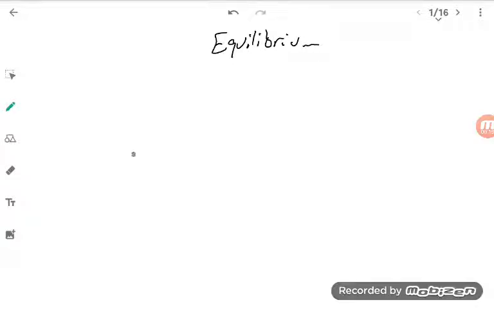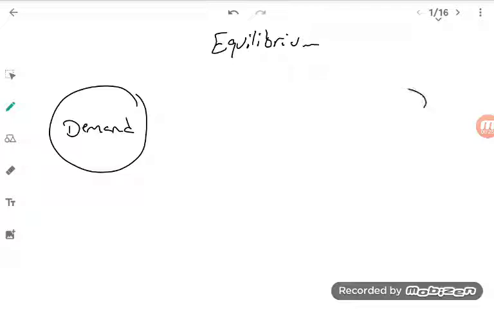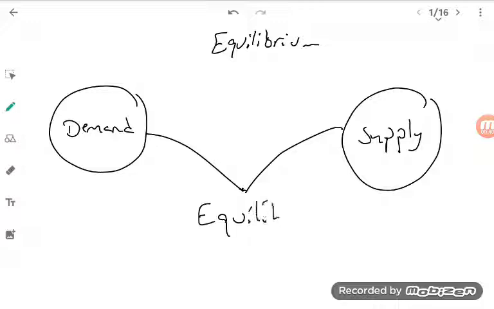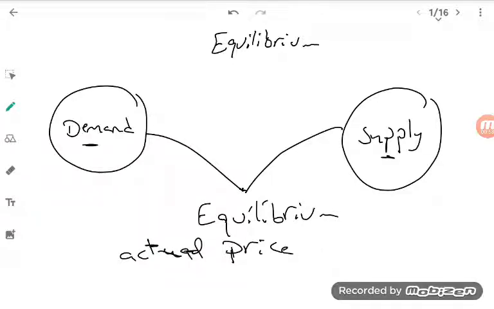Any market consists of demand side and supply side. The interaction of demand and supply will lead to achieve equilibrium. In other words, the interaction of demand and supply will help to determine the actual selling price that prevails in the market and the actual quantity that is sold in the market.